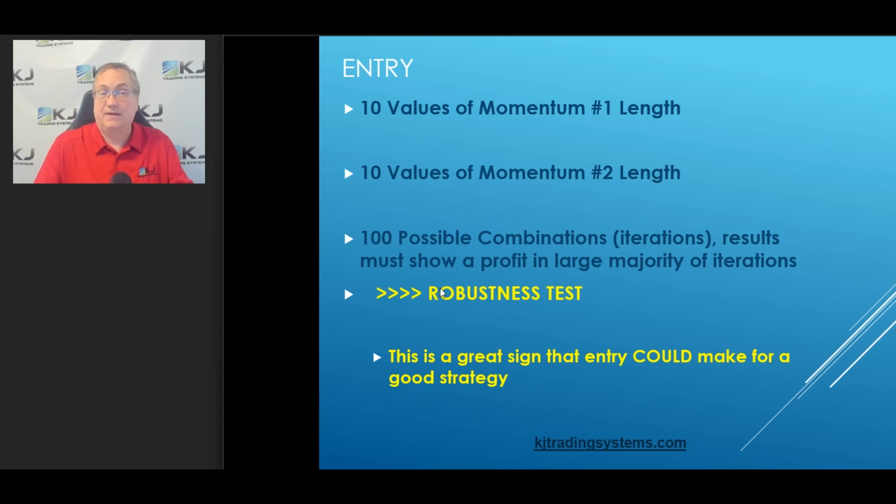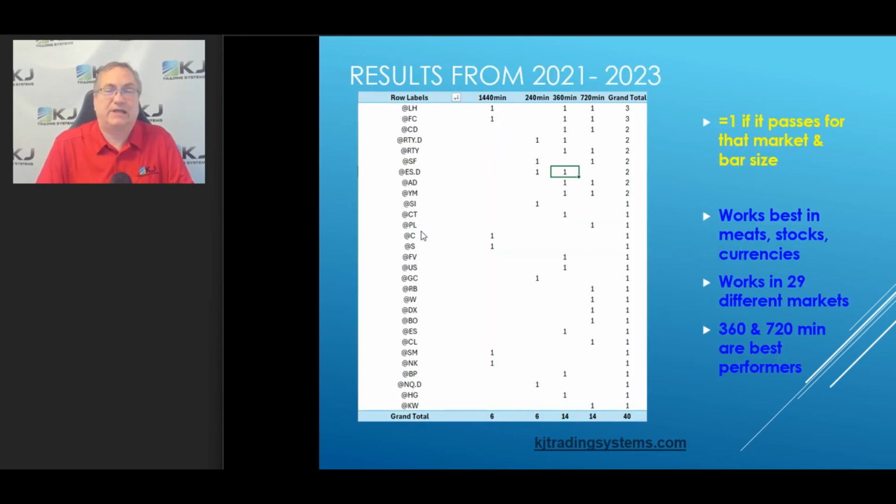My theory is, why test something more if you run a simple short test and it turns out bad? Why run it anymore? You don't need to. So here are the results with the markets where it worked. I don't show markets where it didn't work, but you can see, for example, with lean hogs and feeder cattle, both of those it worked in 3 different markets. Pretty neat. And then a lot of markets it only worked with one particular bar size.